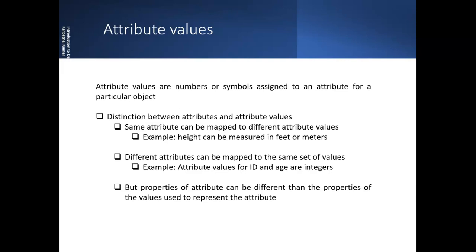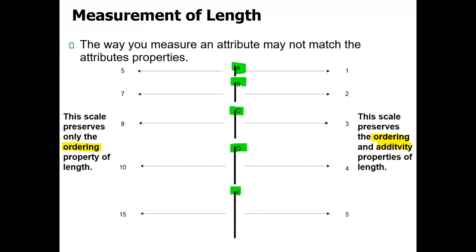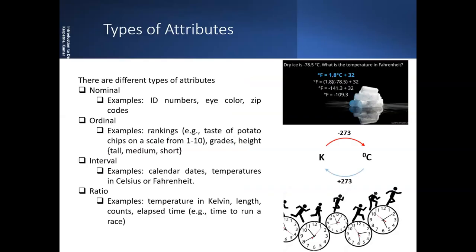But properties of an attribute can be different than the properties of the values used to represent the attribute. So if you see over here for the measurement of the length, on the one side, we can see that there is an ordering but there is no additive property. On another side, there is an ordering plus an additive property as well.